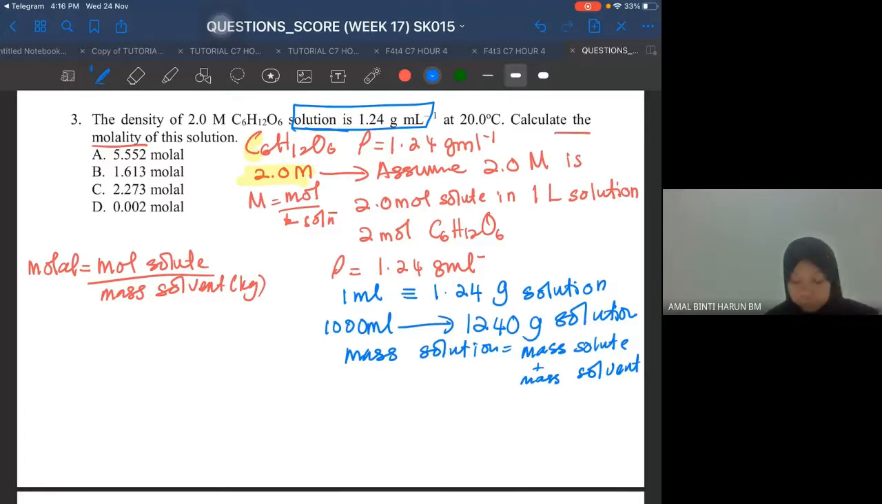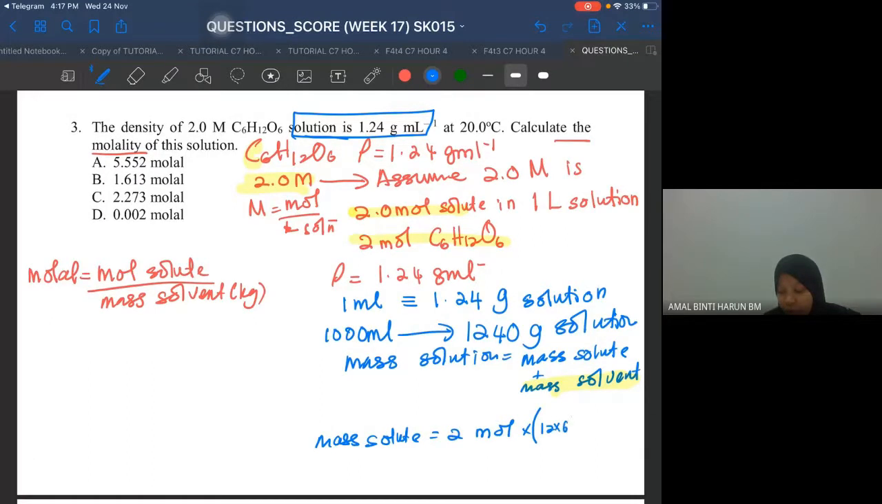Okay, boleh digest tak sampai sekarang? Okay, lepas tu apa lagi yang kita boleh cari? Kita tak tahu mass solute sebab our target is to get the mass of solvent, right? So we need to find the mass of solute. Mass solute adalah 2 mole. Kan tadi kita kata ada 2 mole kat sini. So 2 mole times the molar mass. Molar mass glucose 12 times 6 plus 12 plus 16 times 6 is 360 gram. Okay, so kita dah dapat 360 gram.